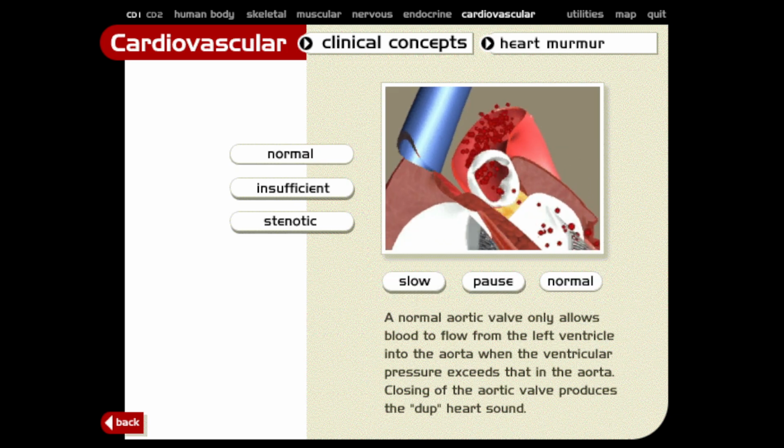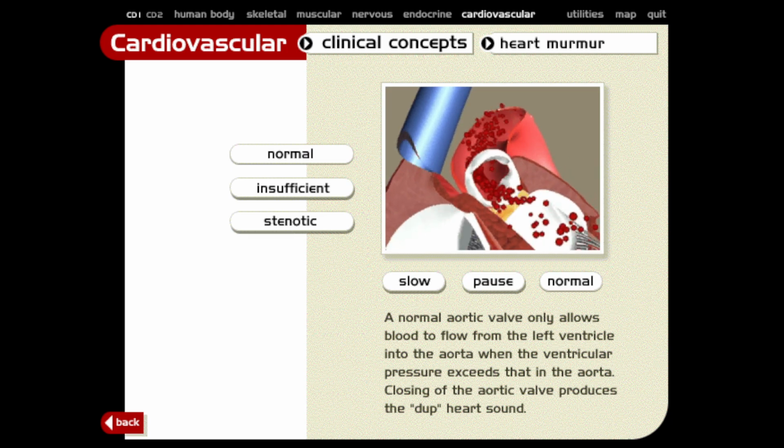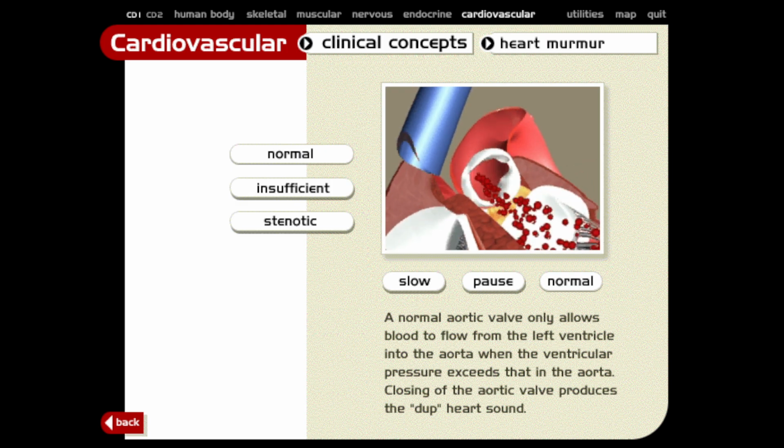A normal aortic valve only allows blood to flow from the left ventricle into the aorta when the ventricular pressure exceeds that in the aorta. Closing of the aortic valve produces the DUP heart sound.